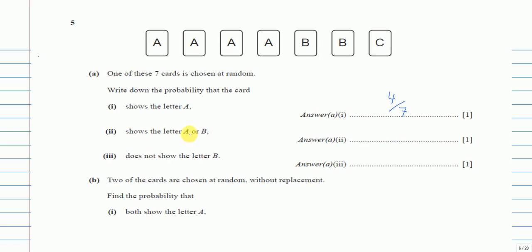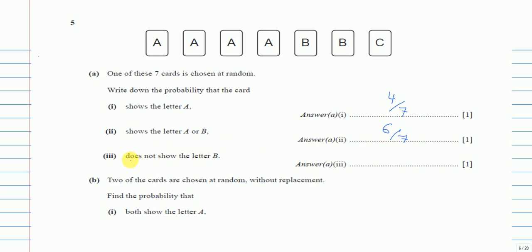For this one, it's either A or B, so the total is again exactly the same thing which we write at the denominator. So either it's A or B. A is 1 2 3 4 and B is 1 2. So 4 plus 2, the total is 6. So it has 6 chances out of the 7 that it is A or B.